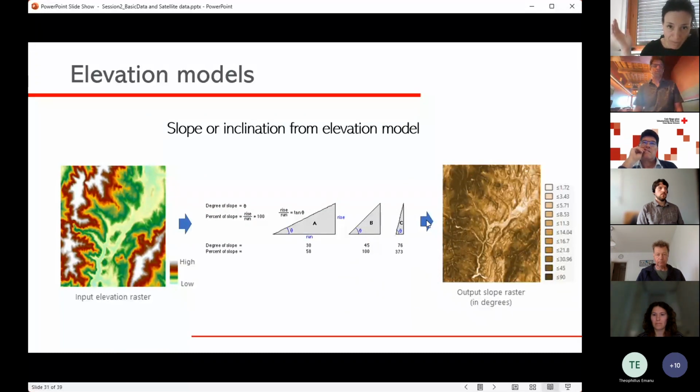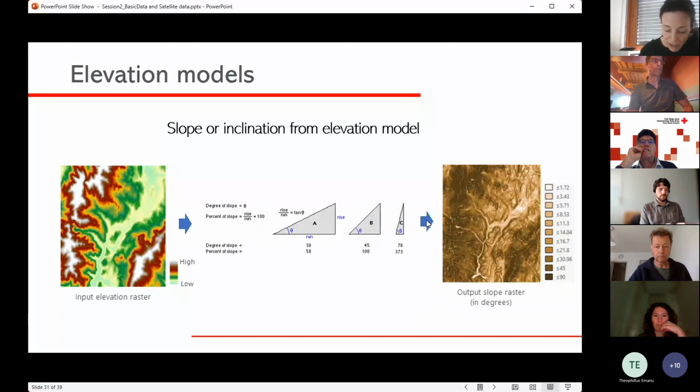And of course, for example, in terms of gravitational events, we're specifically interested in the steepness. Since elevation models portray the relief of the Earth's surface, they can also tell us where it is steeper or flatter. One can calculate the slope and visualize it on a map with this type of information.